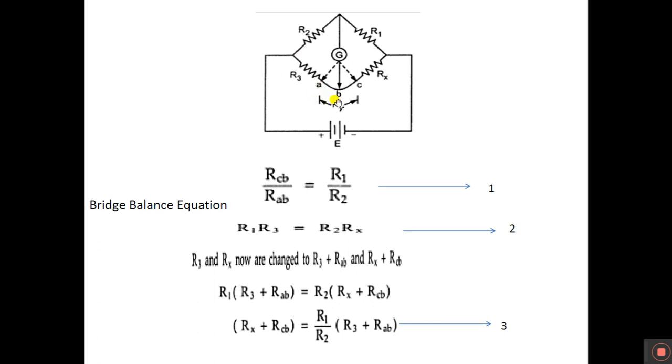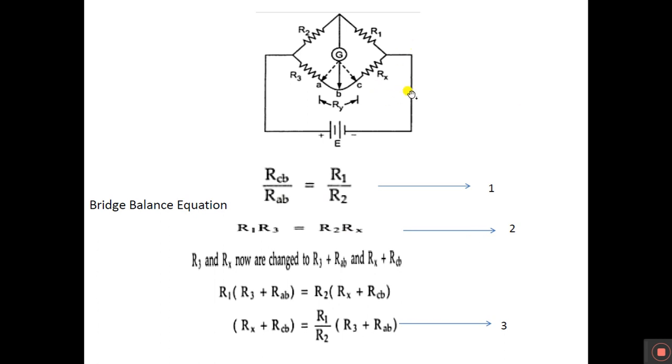Suppose the point B is in the middle of points A and C in such a way that the ratio of the resistance from C to B and that from A to B is equal to the ratio of R1 and R2. So I can write the equation as RCB divided by RAB equal to R1 divided by R2. I can take this as equation 1. If the bridge is balanced, the expression may be R1 R3 equal to R2 Rx, that we already discussed in the Wheatstone bridge.